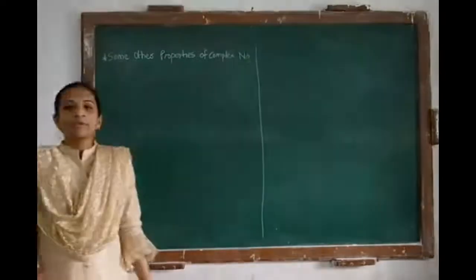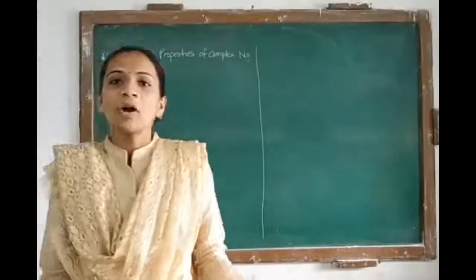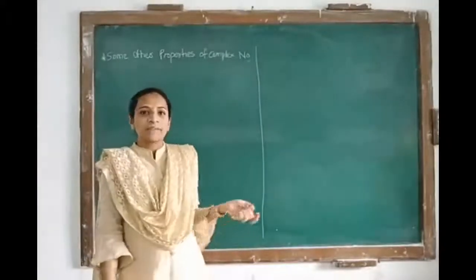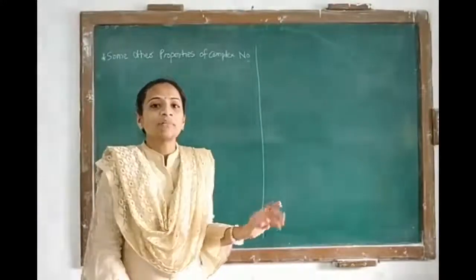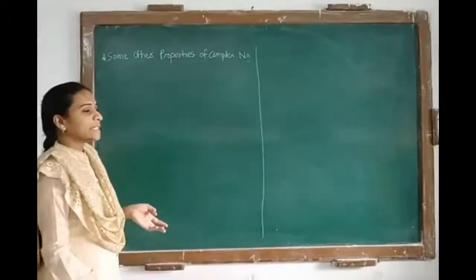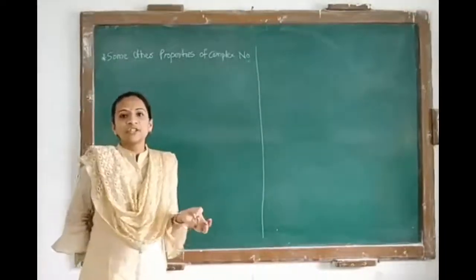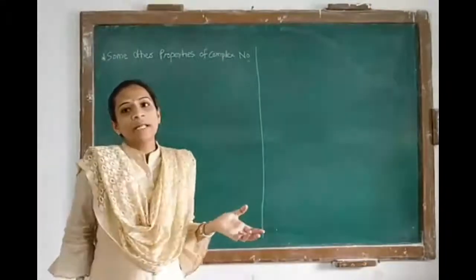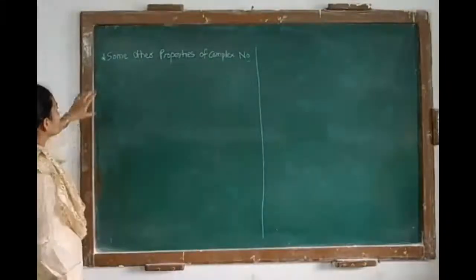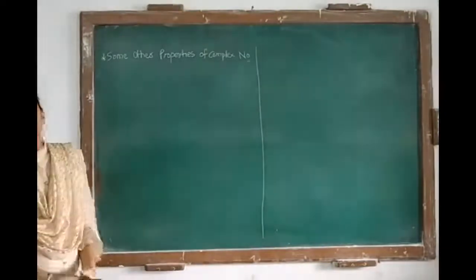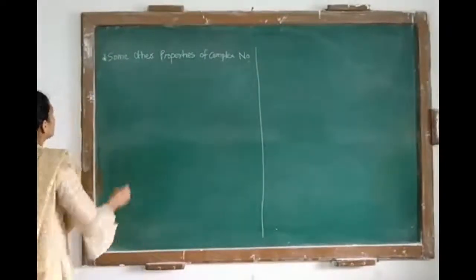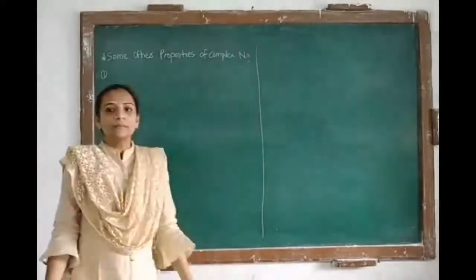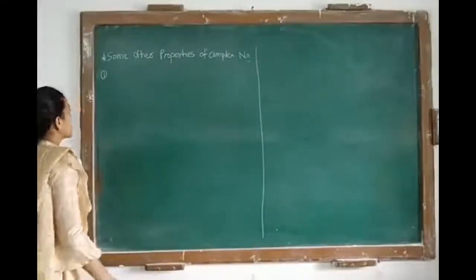So, there are 5 properties of complex numbers other than the algebraic properties or algebraic operations that we have learned in the previous lecture. 4 basic operations we have already studied, that is, how to perform addition, multiplication, subtraction and division of any 2 complex numbers. So, there are some other properties also for complex numbers. First property, like real numbers, our complex numbers also follow some properties from real numbers.